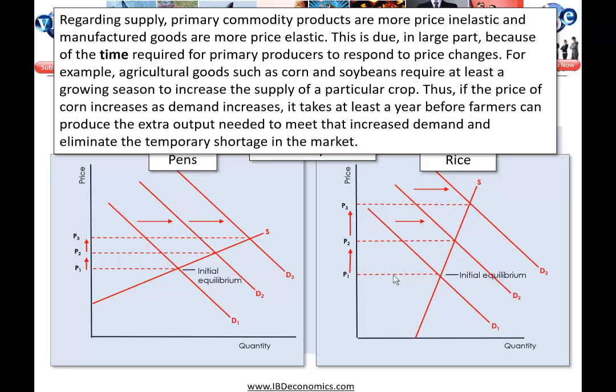So regarding supply, primary commodity products are more price inelastic and manufactured goods are more price elastic, which is due in large part to the time required for primary producers to respond to price changes. Remember, length of time is one of the primary determinants of how elastic the supply curve is. For example, agricultural goods such as corn and soybeans require a growing season to increase the supply of a particular crop. So if the price of corn increases as demand increases, it takes at least a year before farmers can produce the extra output needed to meet that increased demand, eliminating the temporary shortage in the market.